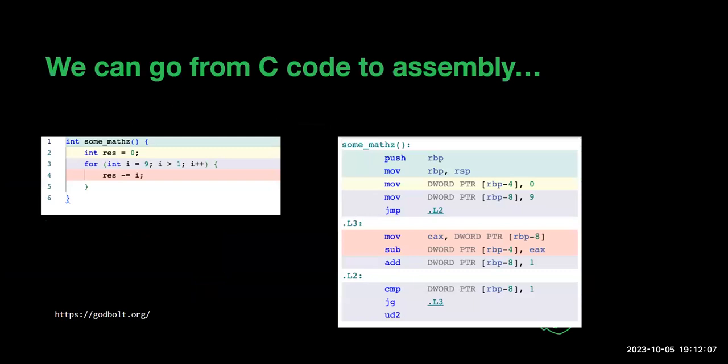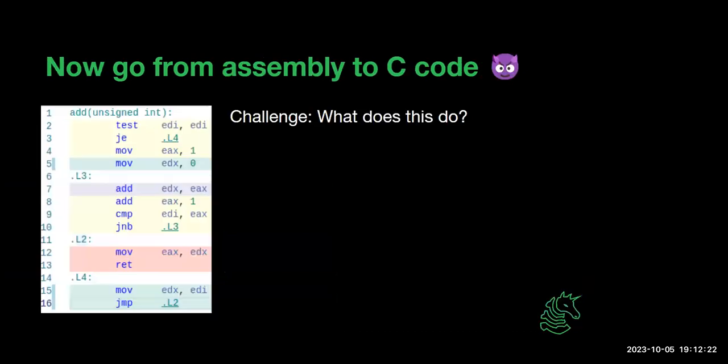Okay, now I'll talk about compilation and decompilation. You can go on this website, godbolt.org, and put in any snippet of C code you want, and it will output what the assembly for this program looks like. So usually it's pretty easy to go from C code to assembly.